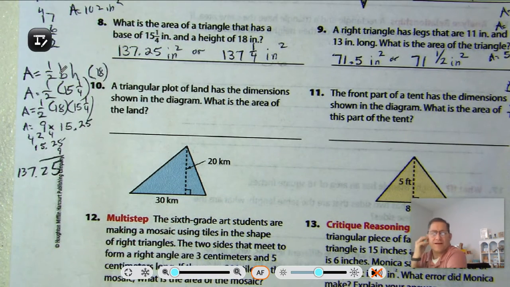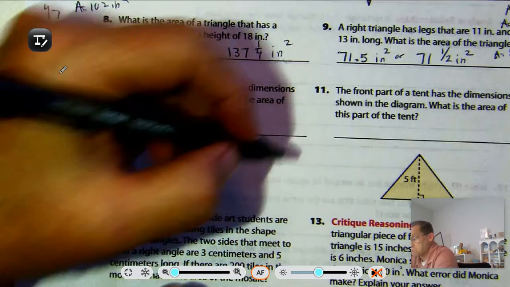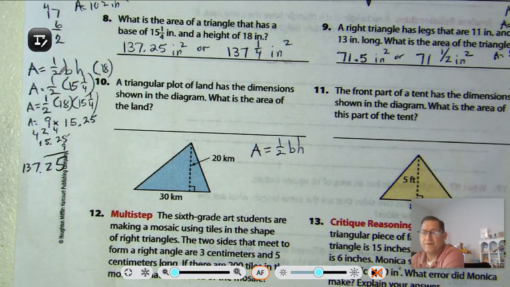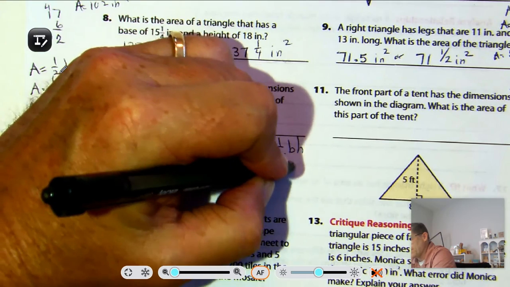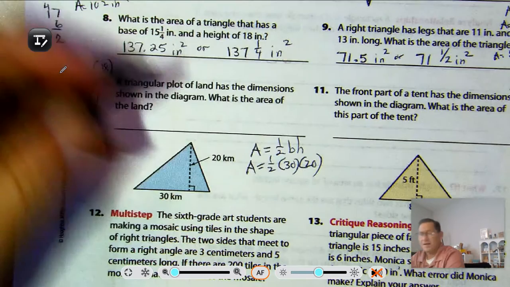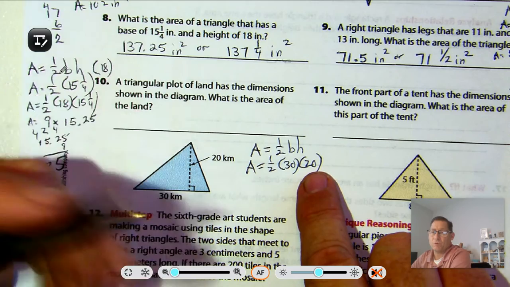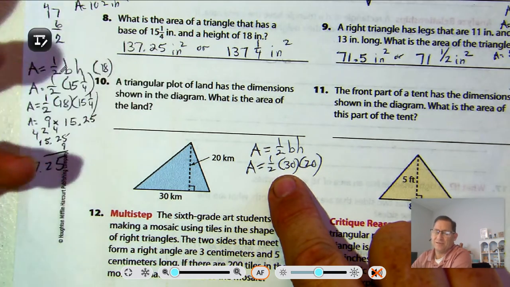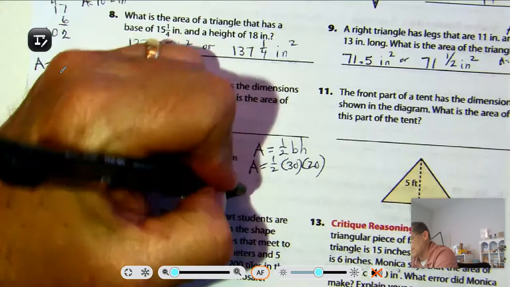Number 10. A triangular plot of land has the dimensions shown in the diagram. Okay, so here's our diagram. This is our plot of land. We want to know what is the area. To find the area of a triangle, we use the formula area equals 1/2 the base times the height. In this case, the base is 30 and the height is 20. I'm going to rearrange those because I want to take half of 20 because I want to multiply by 10. I don't want to multiply this by 15. It could, right? It's not that difficult. 15 times 2 tens, I guess it's basically the same.